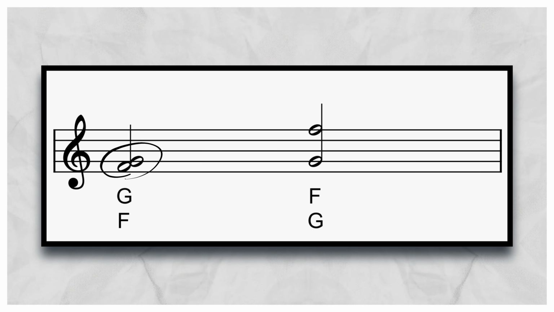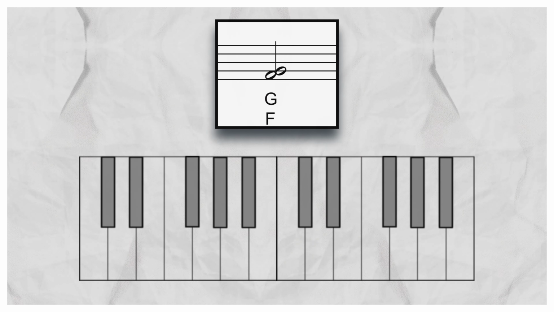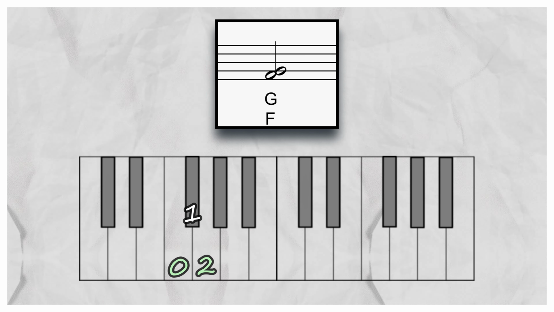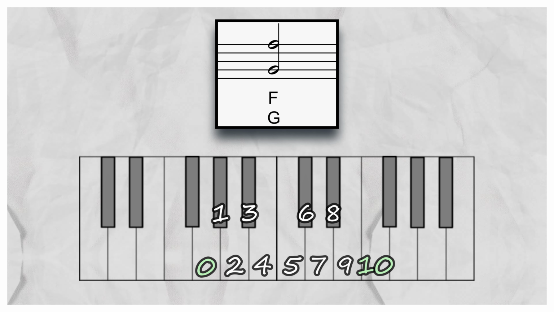Doing this for any other interval will yield a different result. To demonstrate this, let's build a major second on F and invert it using the same process. In this example, a major second is 2 half steps apart, but when inverted, it becomes a minor seventh, which is 10 half steps apart.